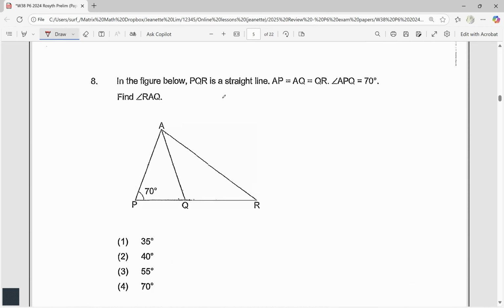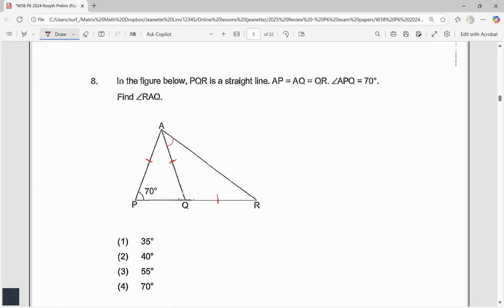Question 8, in the figure below, we have PQR straight line, and AP equals AQ equals QR. AP, AQ, QR. So we have isosceles triangles and 70 degrees. We're supposed to find our AQ. Okay, our AQ is here.